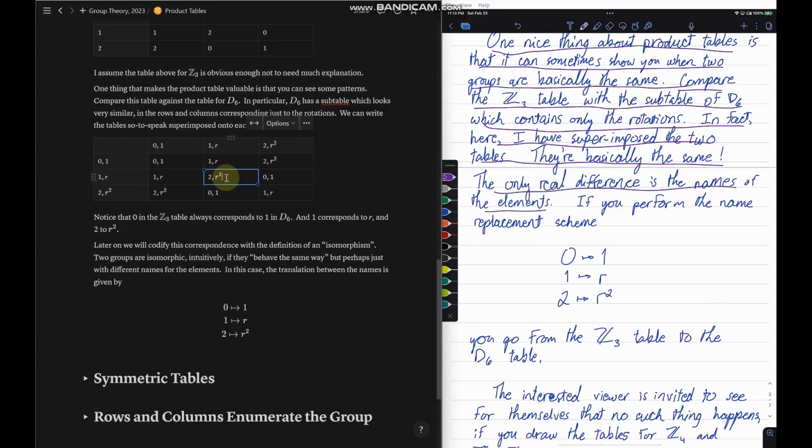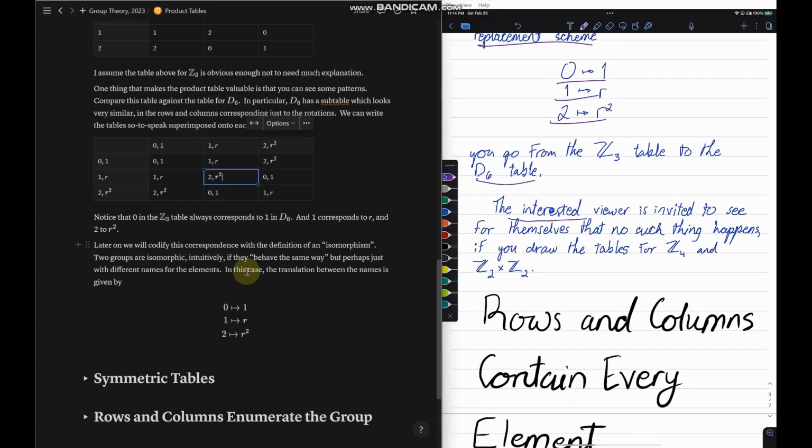The idea here is that the only real difference between Z mod 3 and this subgroup of rotations is the names that we're giving to the elements. If you just switch the name 0 over to the name 1, switch 1 over to R, switch 2 over to R squared, you switch the names, but the interactions that are shown in the table are exactly the same kinds of interactions. By relabeling things, you don't have to change anything's position in the table. So that's one neat thing that a table can show you.